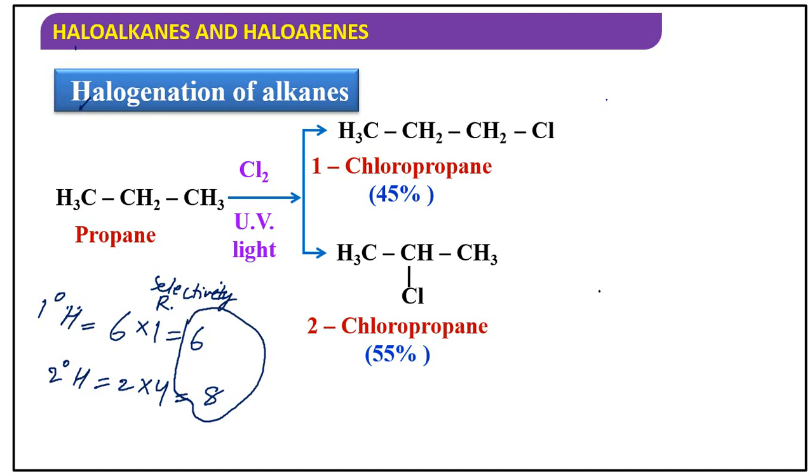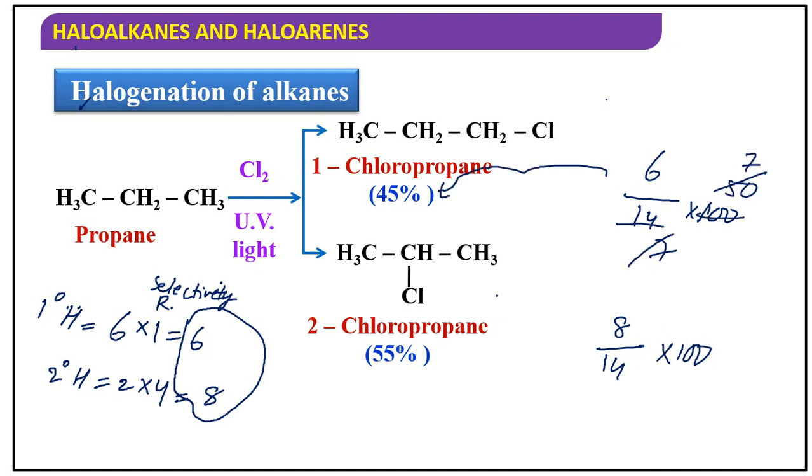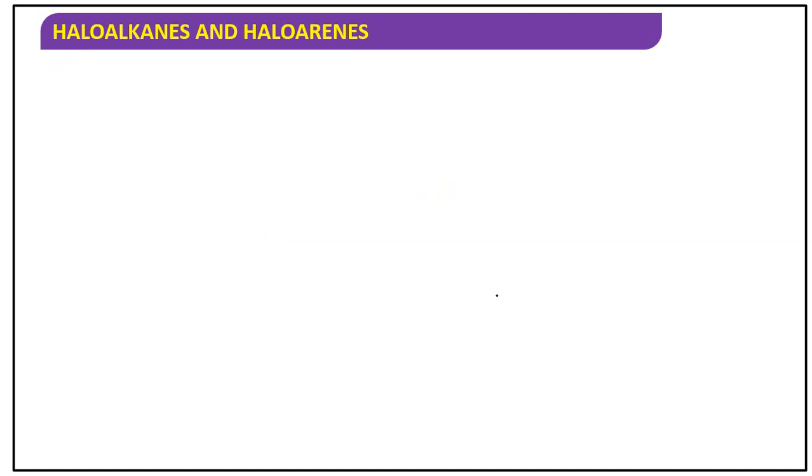How will you make it 100%? So 6 upon the total, how much? 6 plus 8 is 14, so 6 upon 14 into 100. Then here, 8 upon 14 into 100. This is the process. Suppose here I will ask you one question.